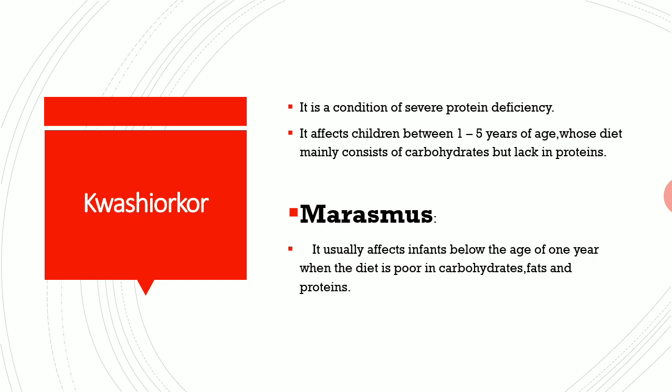Kwashiorkor is caused only due to the lack of proteins, not by a lack of carbohydrates or anything else. Over-intake of carbohydrates and avoiding protein items completely causes kwashiorkor. And then marasmus usually affects infants, meaning not children between the ages of 1 to 5, but below 1 year. Their diet may be lacking in carbohydrates, proteins, and also fats. If everything is lacking, it causes marasmus.